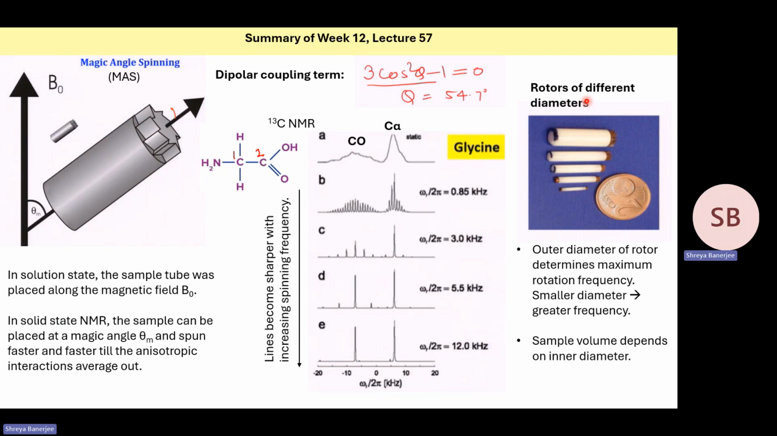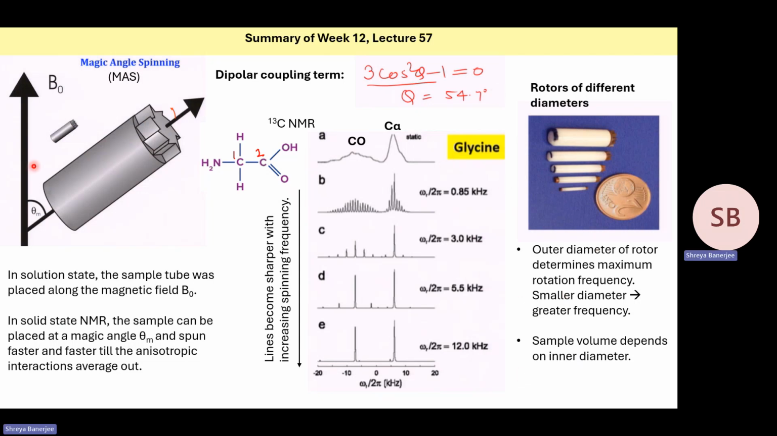Now these rotors can have different diameters. The outer diameter determines the maximum rotation frequency. The smaller the diameter, the greater the frequency of rotation, and so you will have greater resolution. So if you have a large protein, it is always better to take a rotor of small diameter so that you can spin it at very fast speeds and get better resolution. The inner diameter of these rotors determines the sample volume. A small rotor will not be able to hold much sample, but in the large rotor, you will be able to fit a lot of the sample.